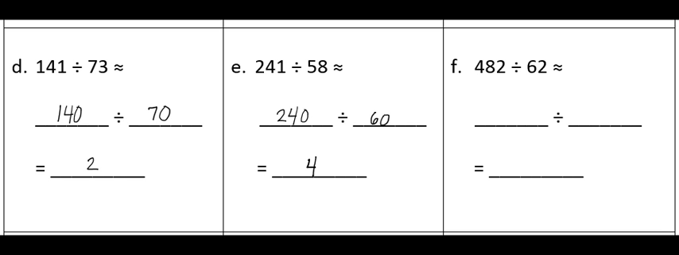And in the next problem, I have 482 divided by 62. I'll round 62 to 60. I'll think of my multiples of 60. 60, 120, 180, 240, 300, 360, 420, 480 is close to 482. And again, I can think 48 divided by 6 would be 8. So 48 tens divided by 6 tens would also be 8.